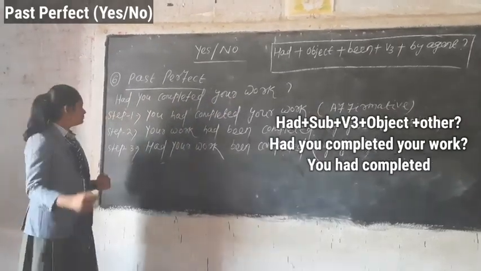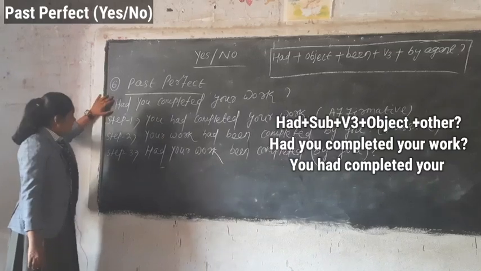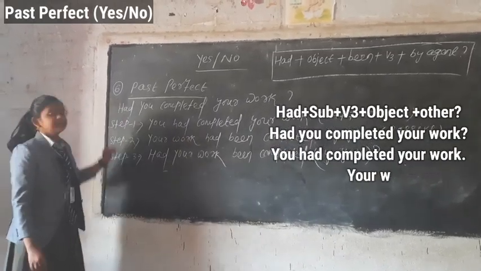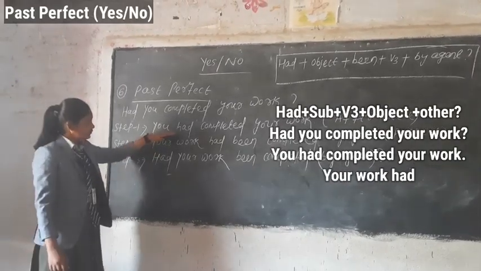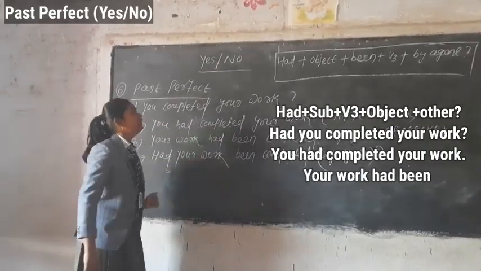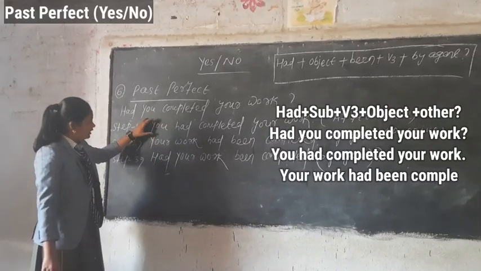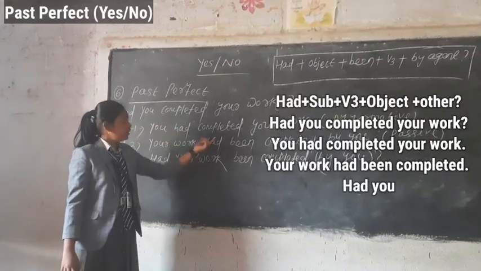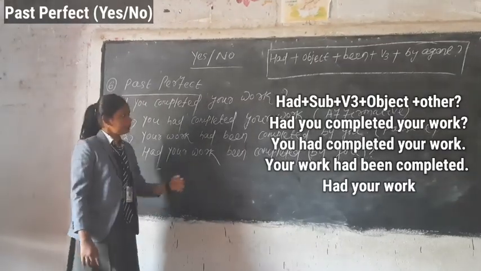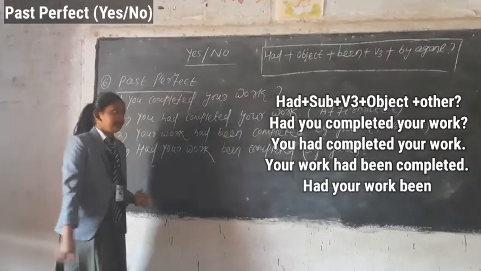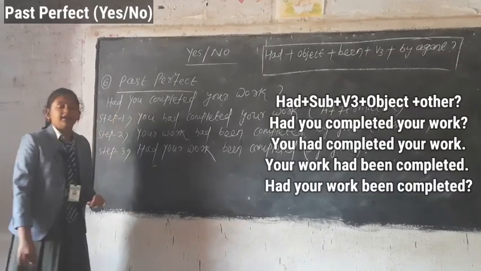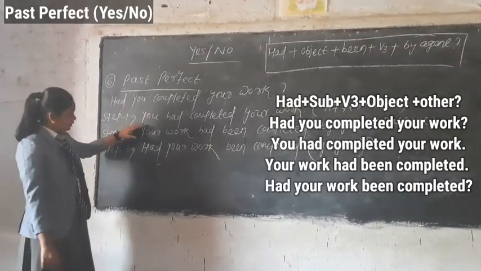So to passivize this sentence, the first step is to convert this sentence into affirmative. You had completed your work. Here you is the subject, had is the auxiliary verb, completed is in the verb 3 form and your work is the object. Step 2 is to passivize the sentence in the affirmative form.